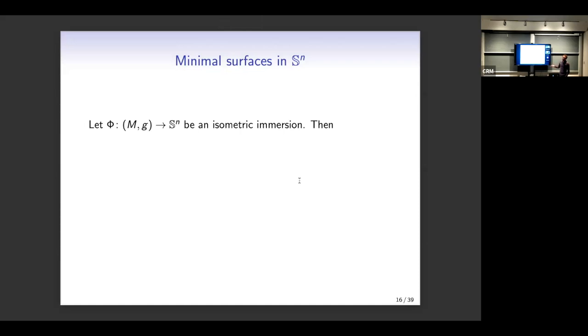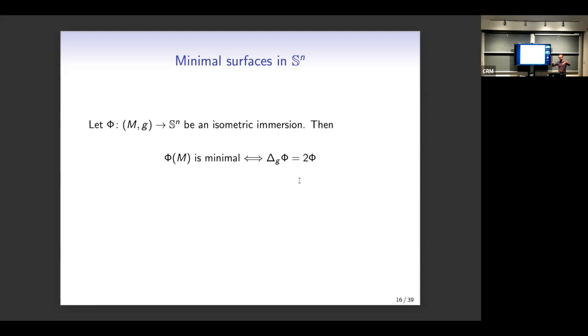Then the minimality condition can be just expressed in terms of the Laplacian. Right? So the image is minimal if and only if it's a map by eigenfunctions, so each coordinate is an eigenfunction with the same eigenvalue. Somehow what the Laplacian does, the Laplacian computes the mean curvature in the ambient Rn.